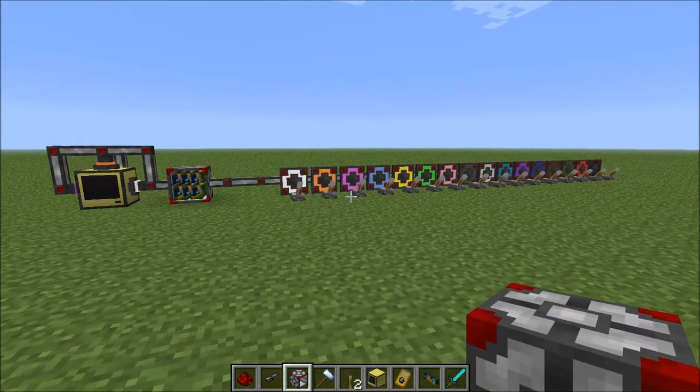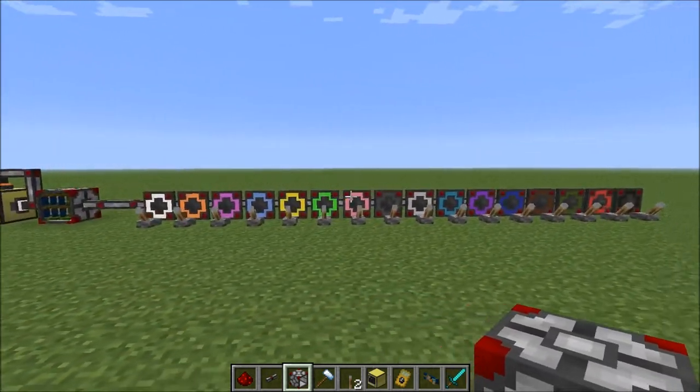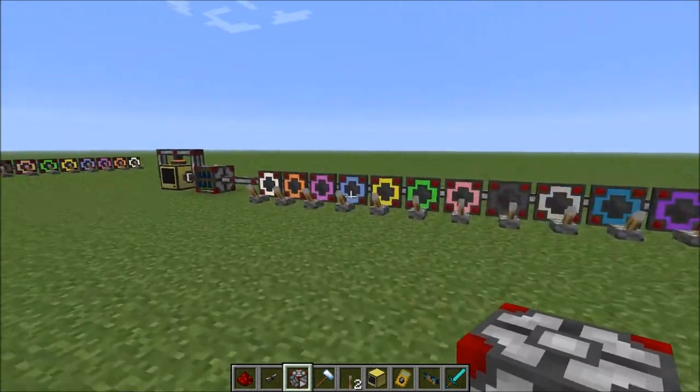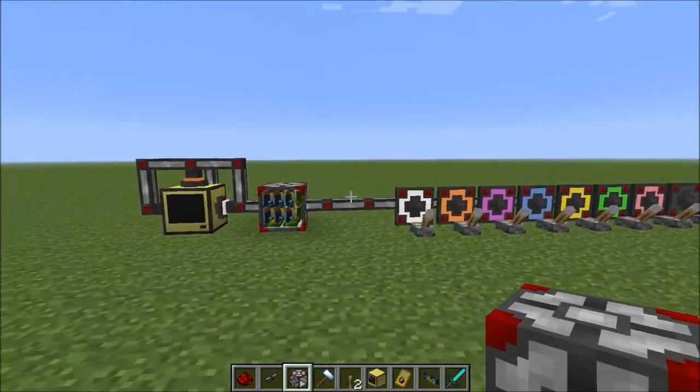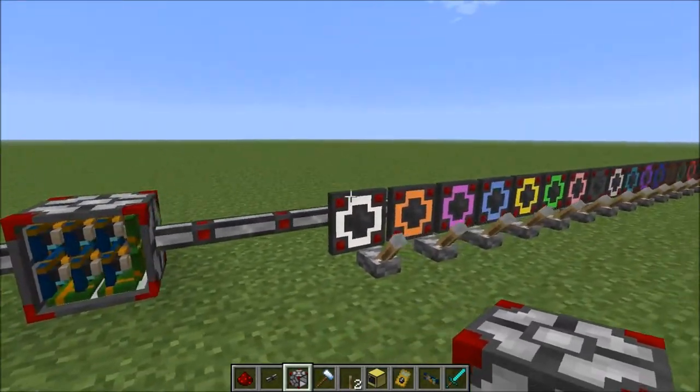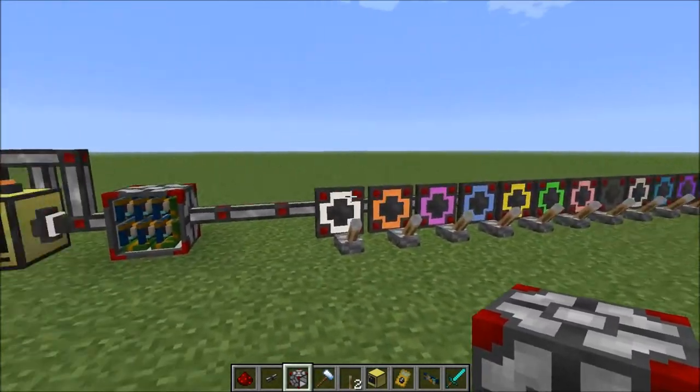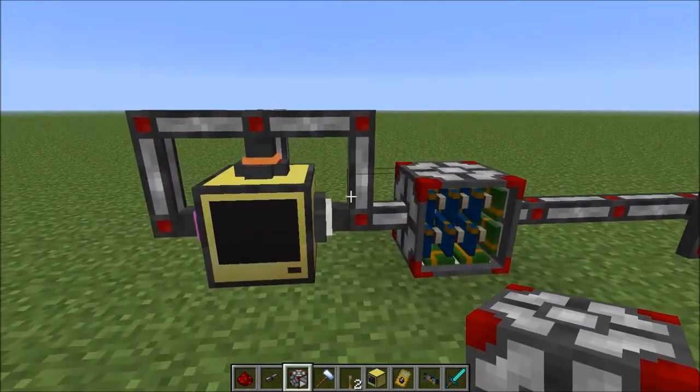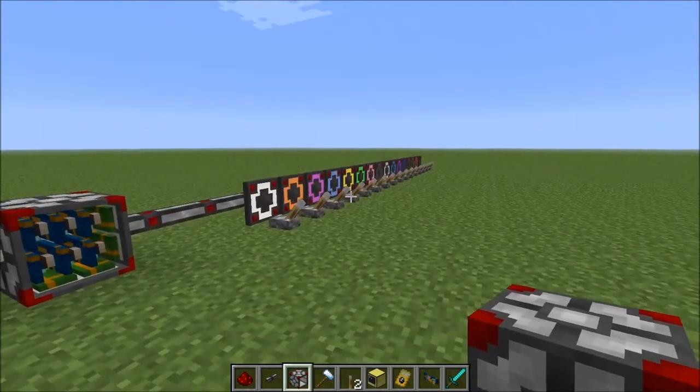If you just stumbled across this and you don't know what bundled input or output is, what it basically means is in Rednet cable you have these colors that each cable can be, and what the bundled input allows you to do is detect which colors are active.